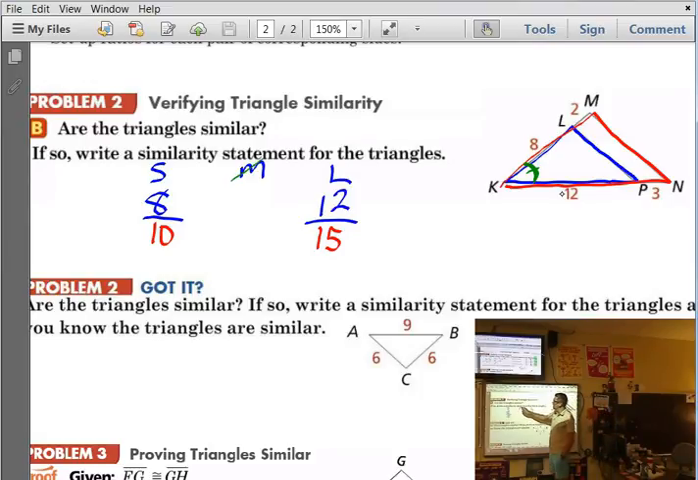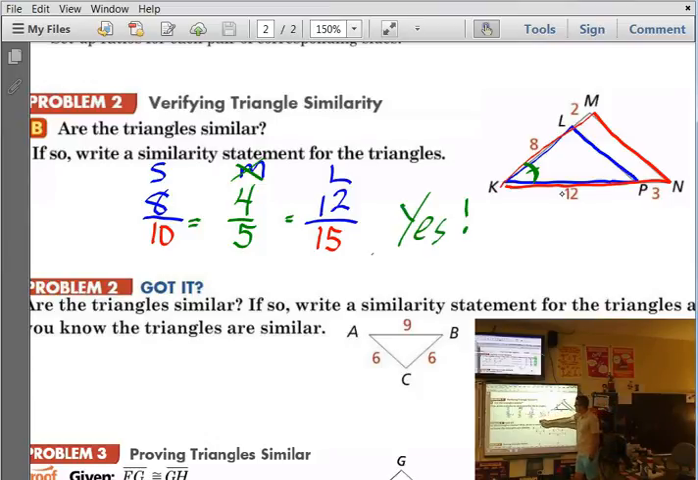So I don't have a middle side. I don't need to use that now. I just need to see, are these two ratios equal with each other? Well, if I reduce my 8/10, it comes out to give me 4/5. Is that equal to my reduced 12/15? Yeah. Because if I divide by 3, I get 4. Divide by 3, I get 5. So since I see that these two similarity ratios are equal and my included angle, then we can say yes, by side angle side.